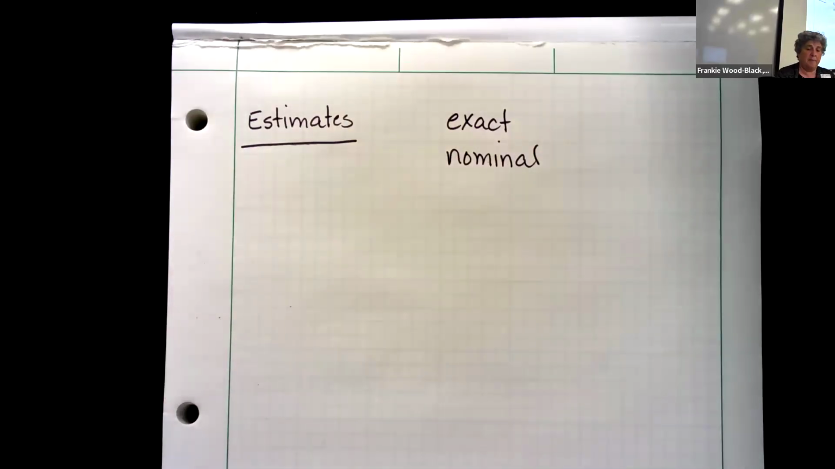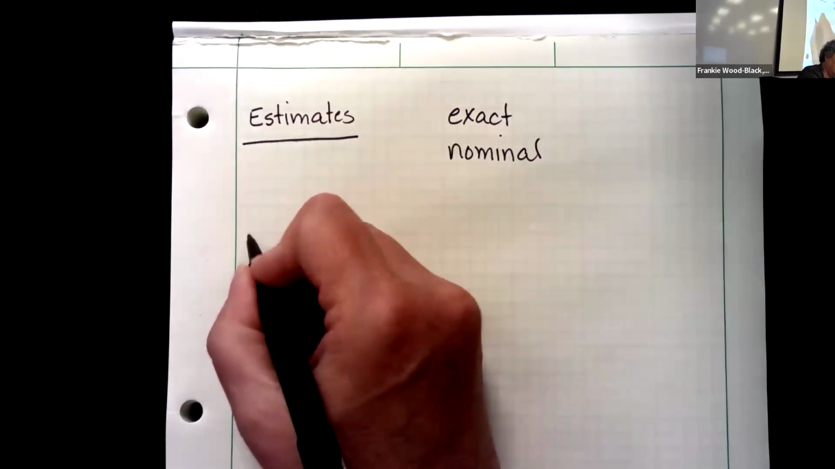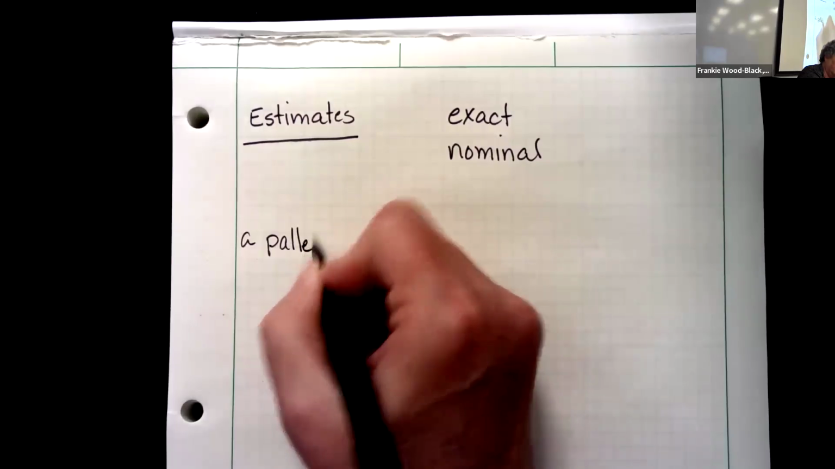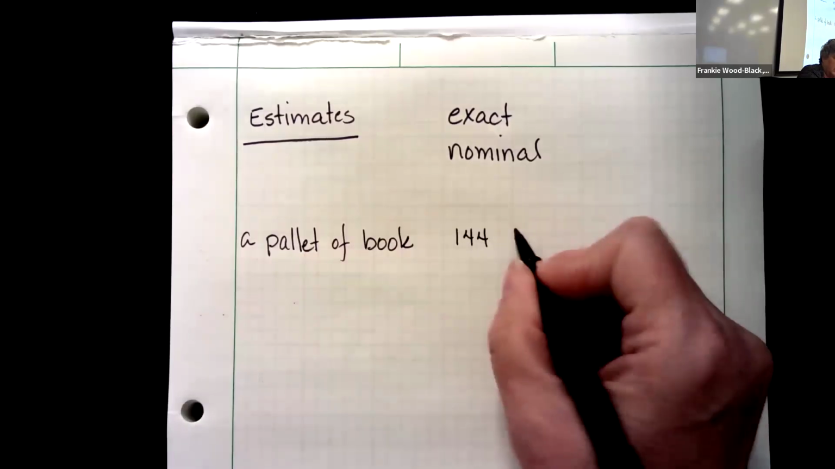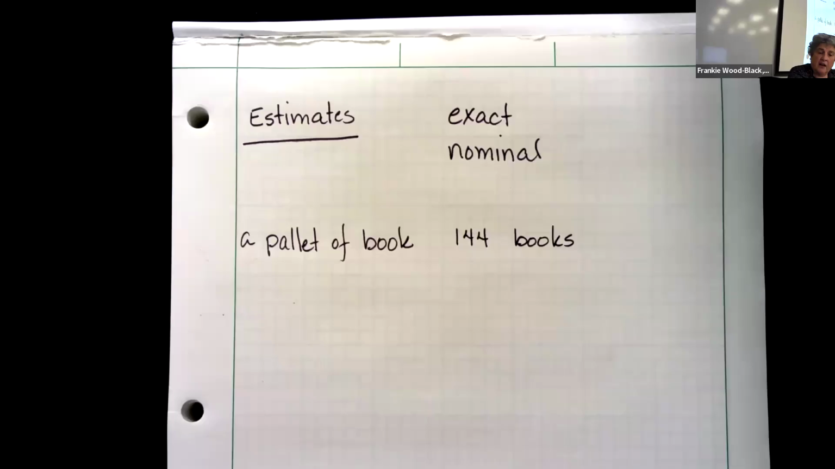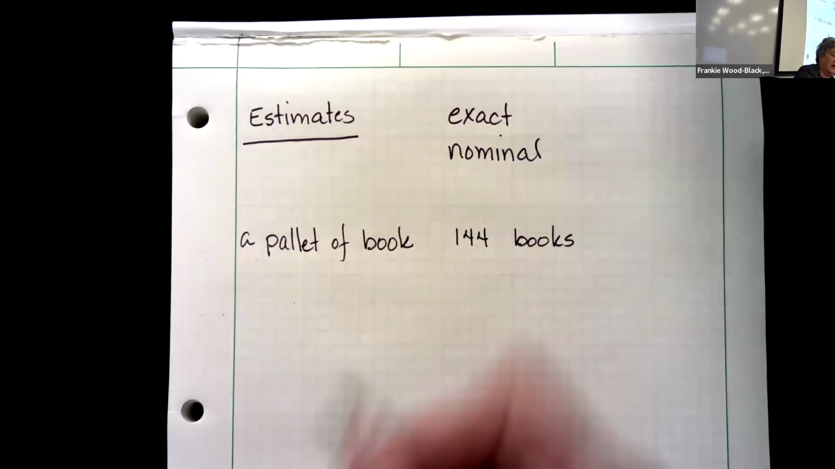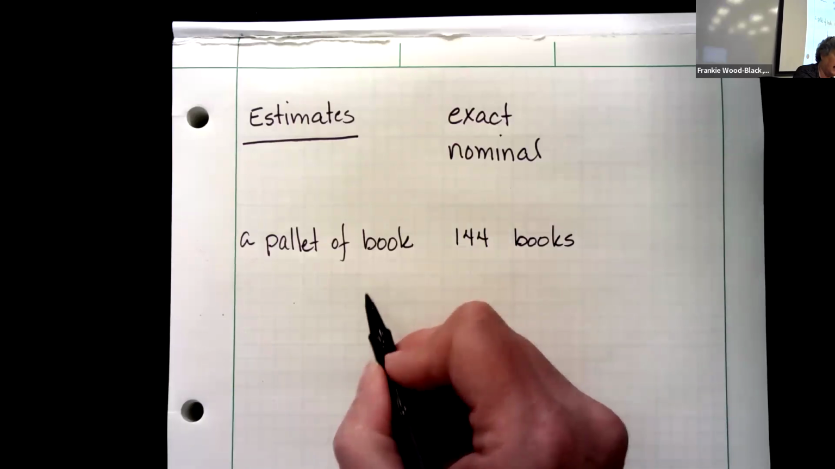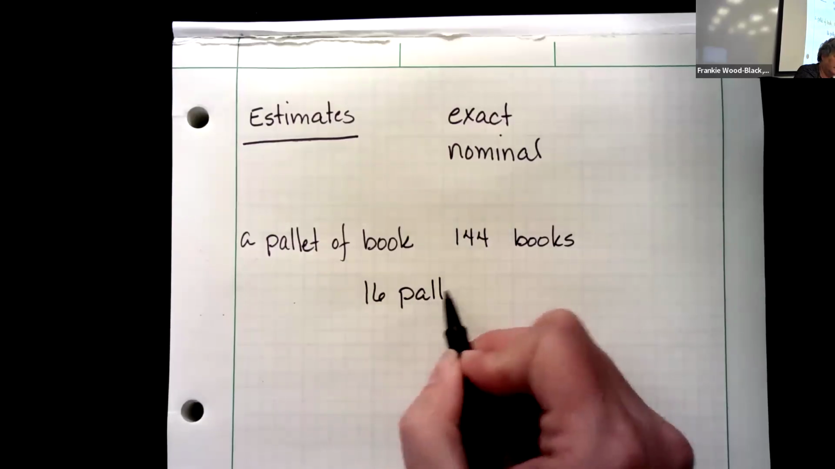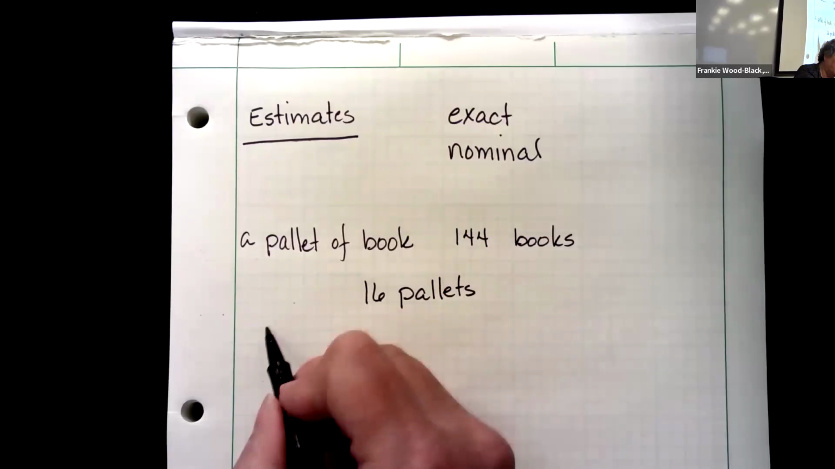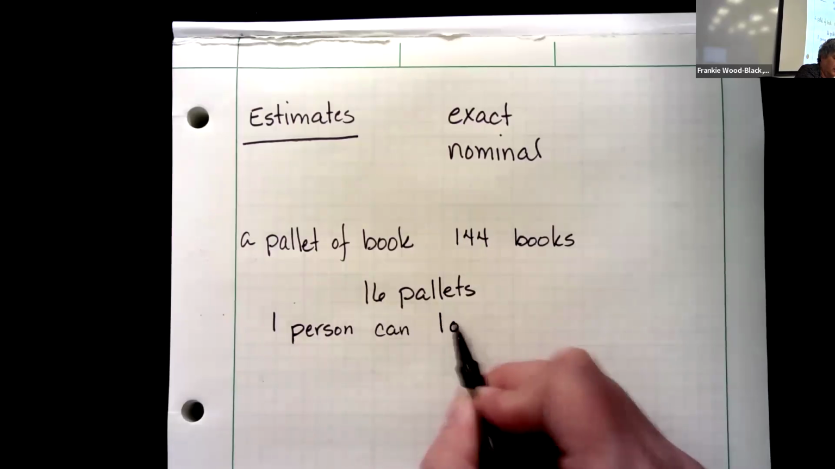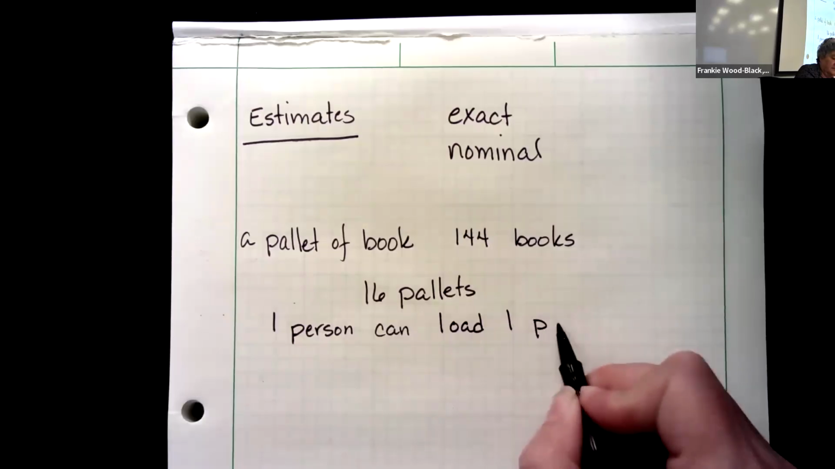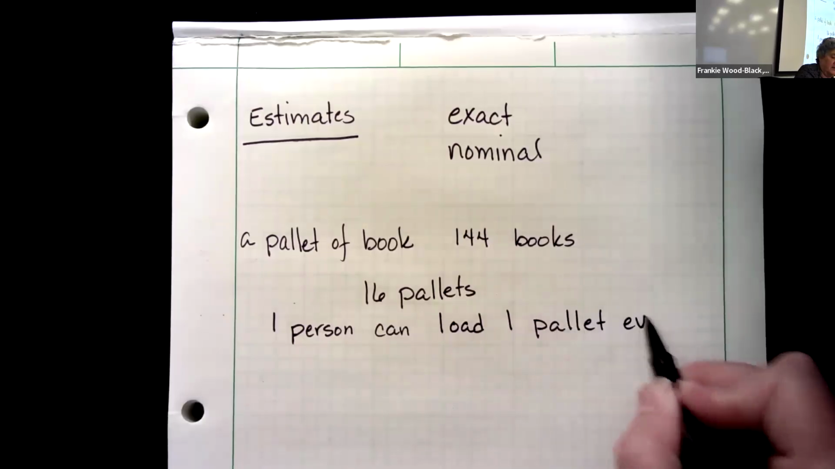So let's do one. We'll say a pallet of books contains... So we've got one pallet of books, and we're told that there are 144 books. We've got a crew of workers filling up the books, and we're going to need 15 or 16 pallets. And we're told that one person can load one pallet every 5 minutes.